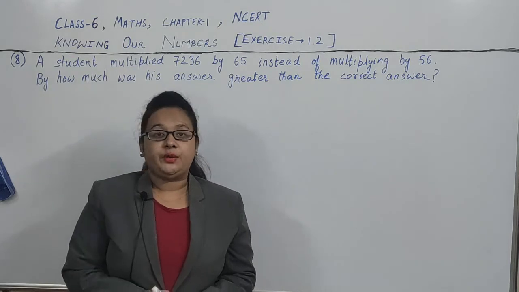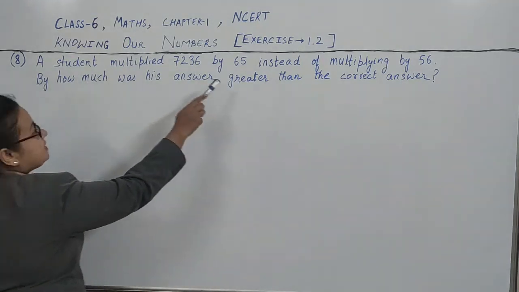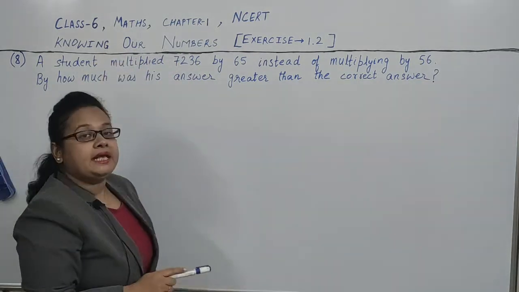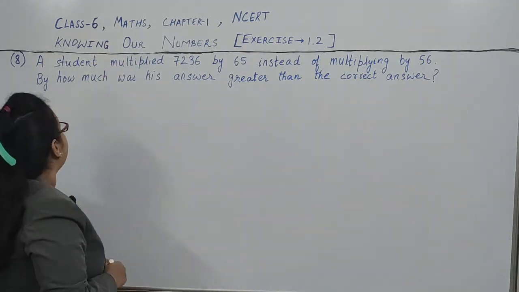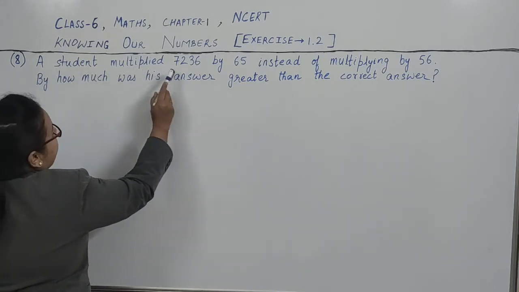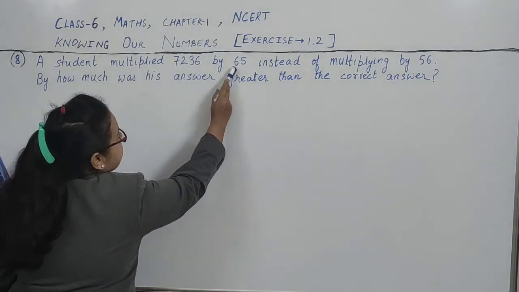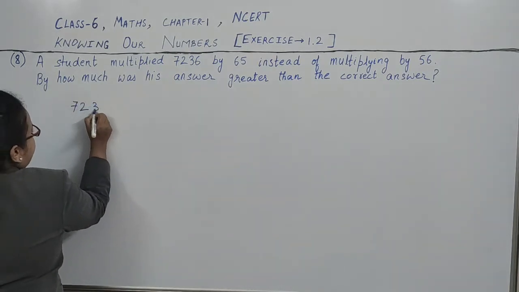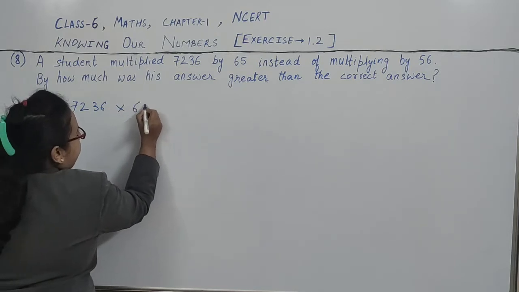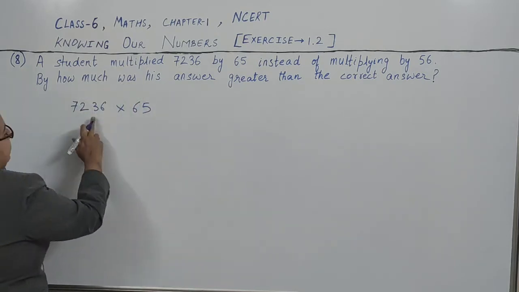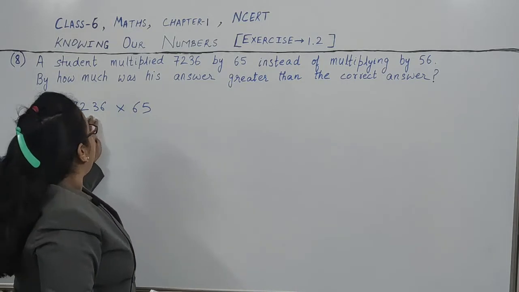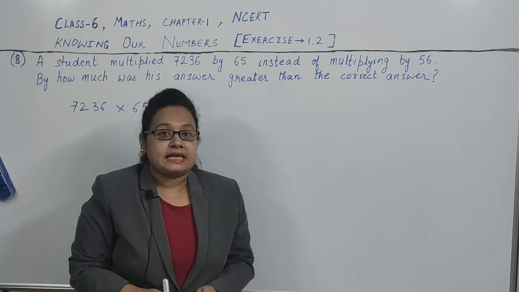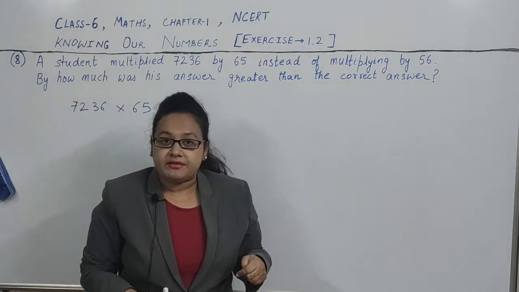In today's class, we will do question number 8 of exercise 1.2 of the first chapter, Knowing Our Numbers, from the 6th class Maths NCERT book. So now let us read the question. A student multiplied 7236 by 65. What did the student do? The student multiplied 7236 by 65 instead of multiplying by 56.